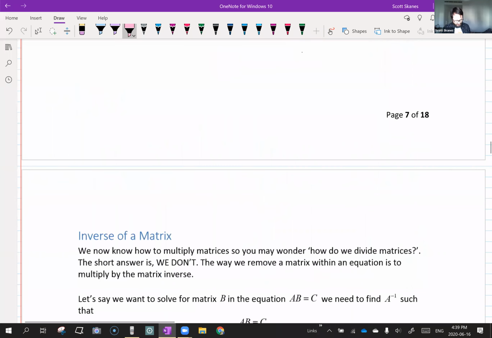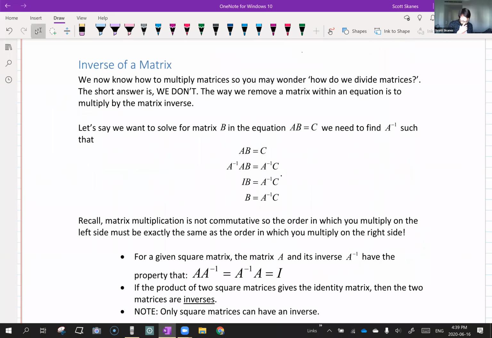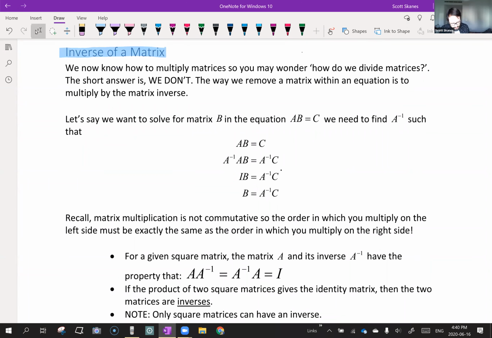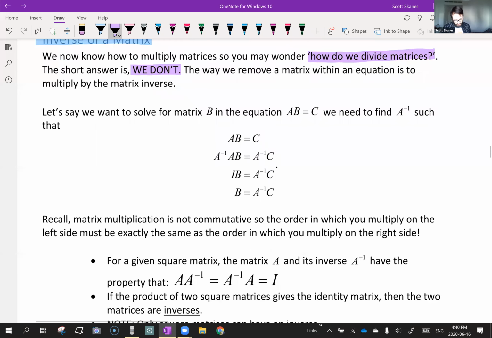Okay, you don't need to worry about identity matrix very much. The next topic, which is important, but the notes make it unclear, is the inverse of a matrix. So you might have been thinking about this. I'll try to take it slowly and clearly. It says, we know how to multiply matrices, but you might be wondering, how do we divide matrices? And it says, the short answer is we don't. The way we remove a matrix within an equation, so the way we divide something out, is to use an inverse. And let me show you what that means.